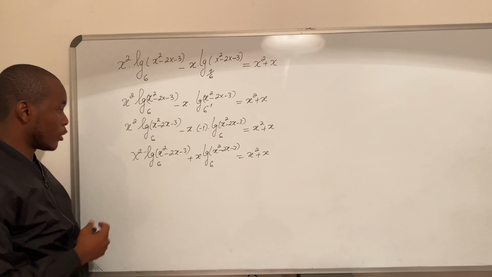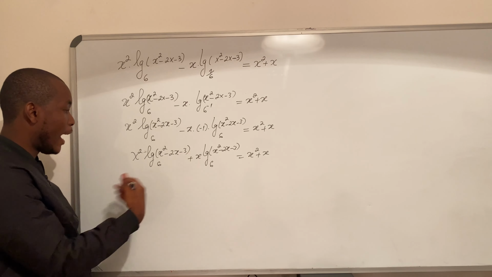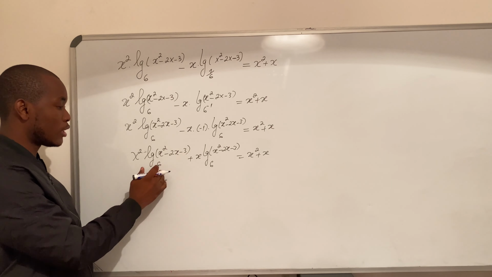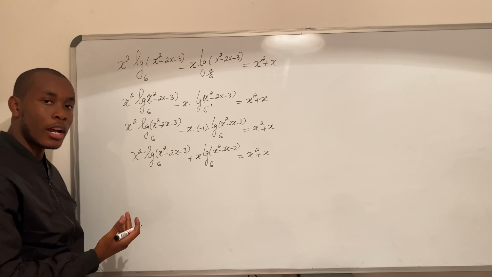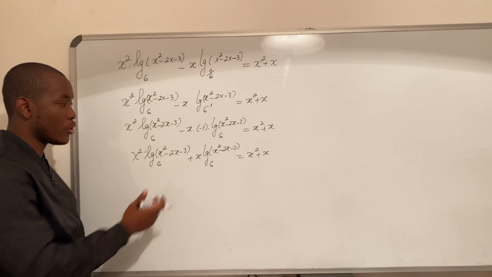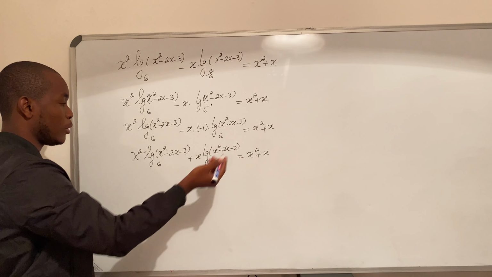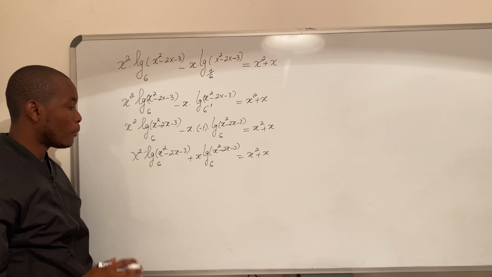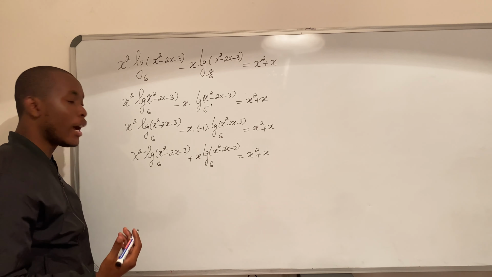Now, let's look. This log now is the same as this one. I cannot apply any rule. Well, if there was no x and x squared, and they had the same base, I would have multiplied the arguments. But it's not the case because there are expressions there. I could send on top here to be the exponent of the argument, but that will be a lot of work. What we could do, this log is the same as this log, we can factorize them.